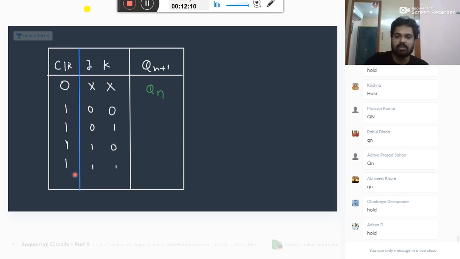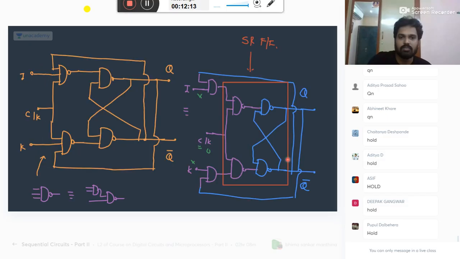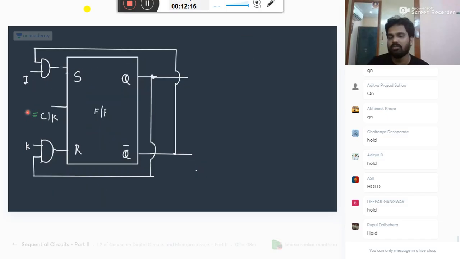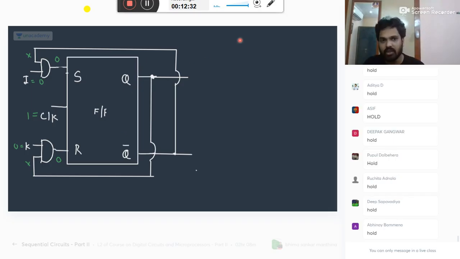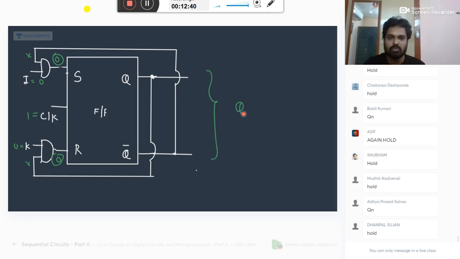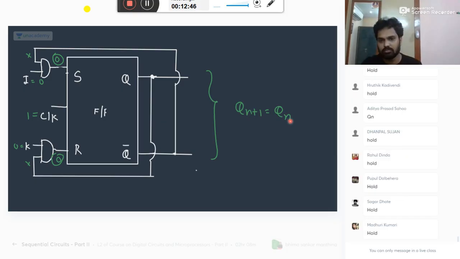So when clock is 1, what happens? Let's do the analysis. See here. When clock is 1, if J is equal to 0 and K equal to 0, what is your output? You know, 0 into anything is 0. So it is an SR flip-flop. You should remember the SR flip-flop truth table for your lifetime. SR flip-flop with the input 0, 0: what condition do you get? Qn plus 1 equal to Qn. No change.